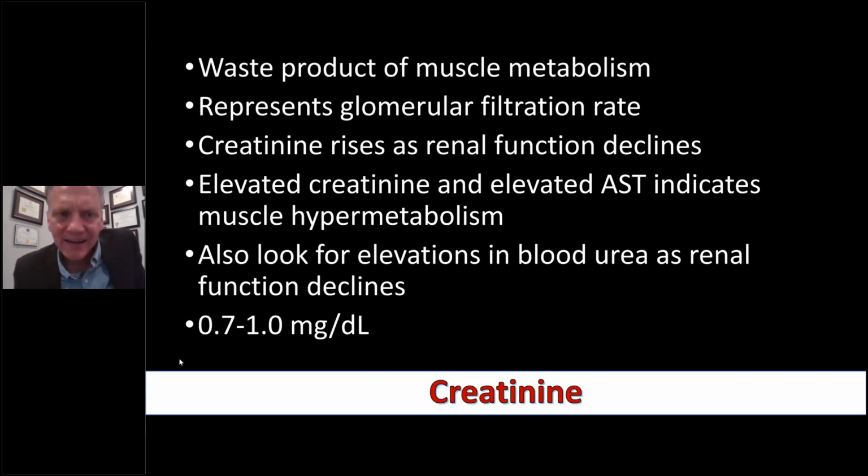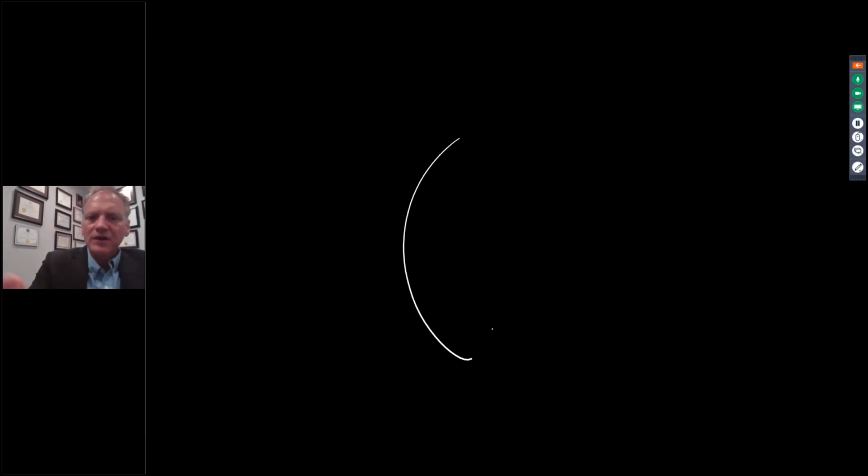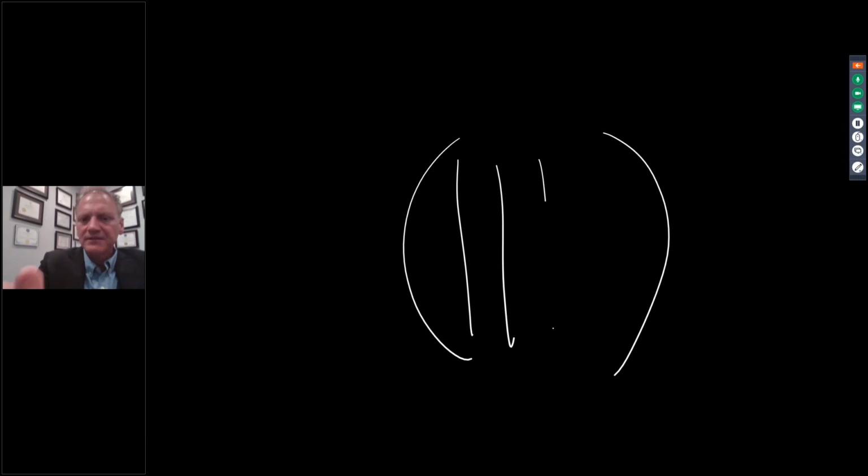First off, creatinine is a waste product of muscle metabolism. All right, so let me do a really poor drawing of a muscle here. This is a muscle.